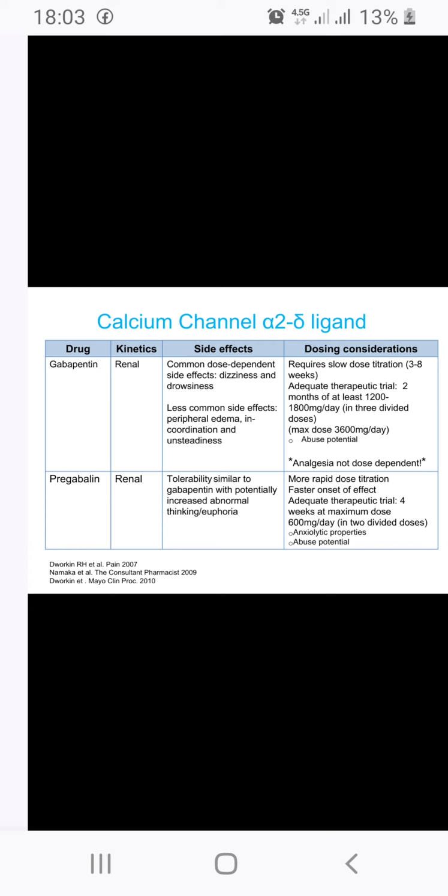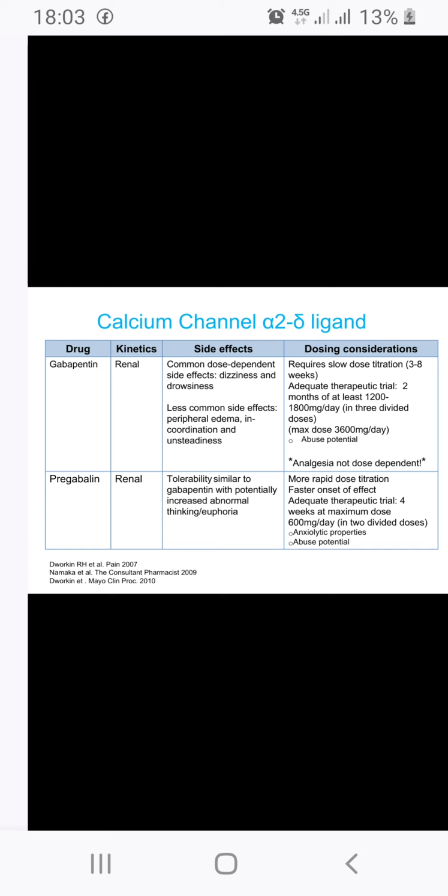Pregabalin is a sister drug, I'd like to say, to gabapentin, but it's much cleaner pharmacokinetically, so this allows for more rapid dose titration and faster onset of action. Anecdotally or in some studies, they have found that it might be more potent because it might bind to that channel more strongly than gabapentin. Adequate therapeutic trials are about 4 weeks at maximum doses, 600 milligrams in divided doses being the maximum.